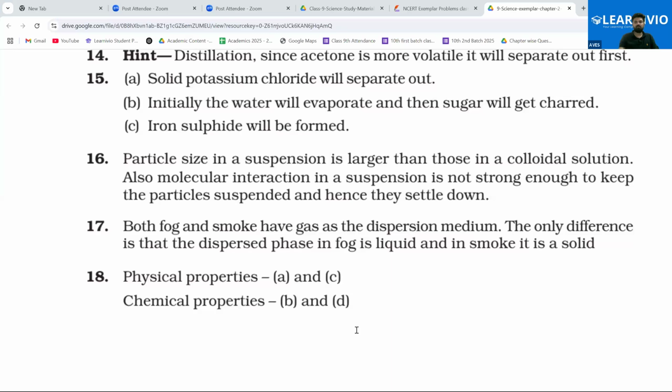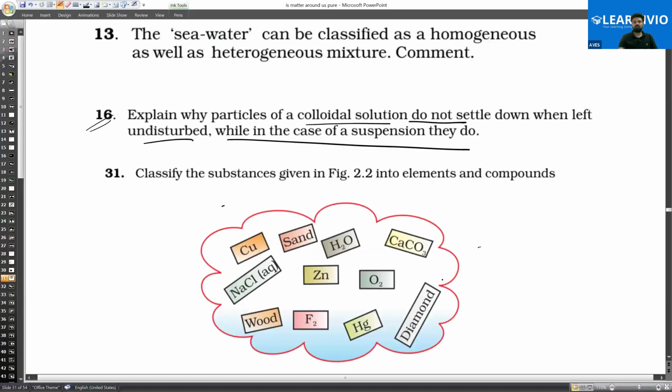Now, can you tell me how many of them are compounds in the following? Which of the following are compounds and elements? Is Cu a compound or element? Element. Yes, it is an element. This one, sand. Compound? We can say, but it does not have any specific formula. So sand has many impurities, so we cannot have any formula for the sand. So it is a mixture.